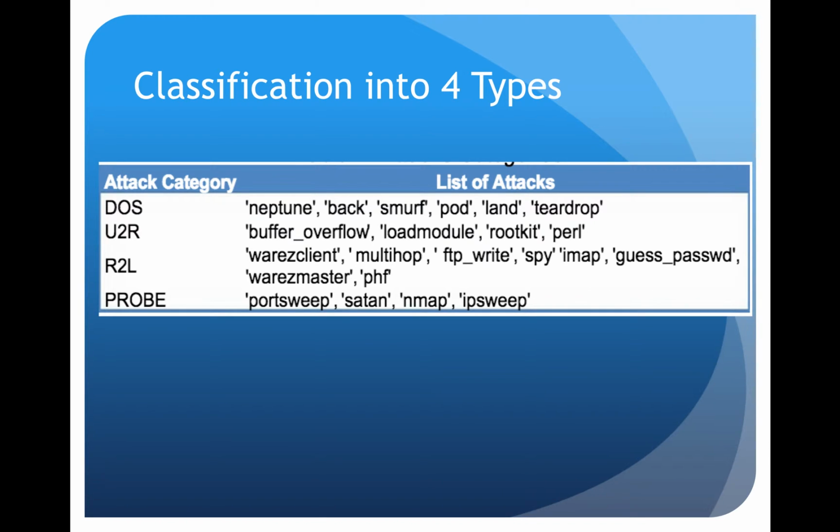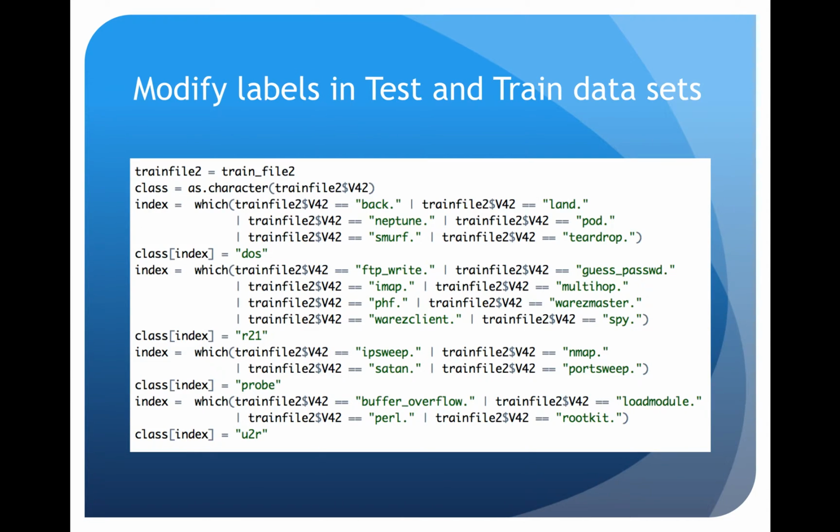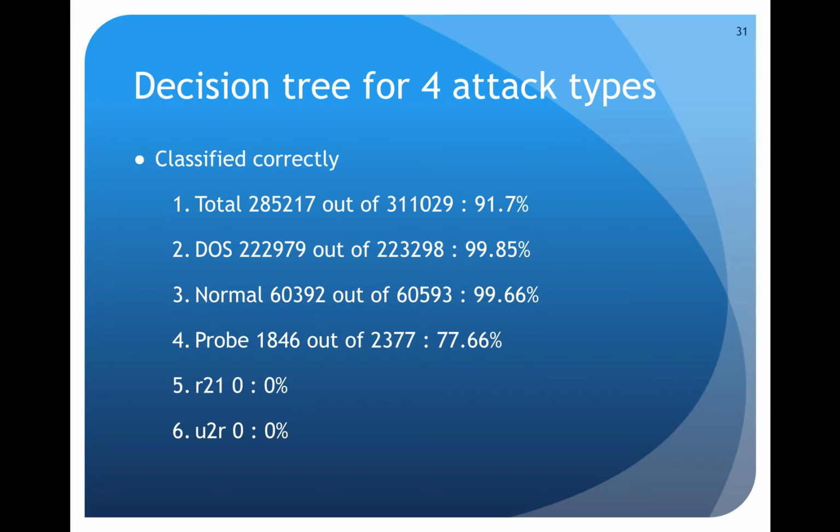After successfully classifying data into good and bad, I tried to classify the bad connections further into the 4 attack categories. So then I labeled the respective subcategories of attacks with the grouped category. This is the R code for that. And then I used decision tree to classify the data into these 4 attack types. And on the overall data set, I got 91.7% accuracy.